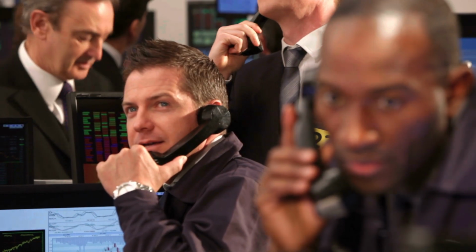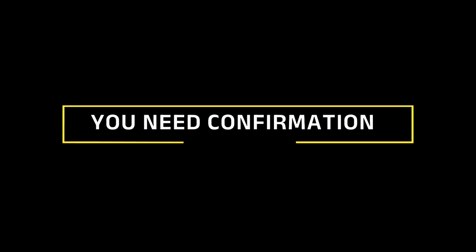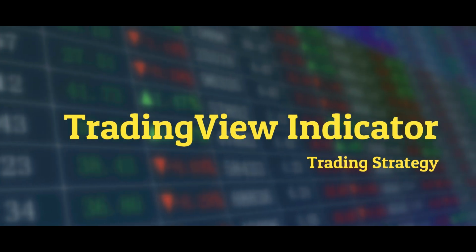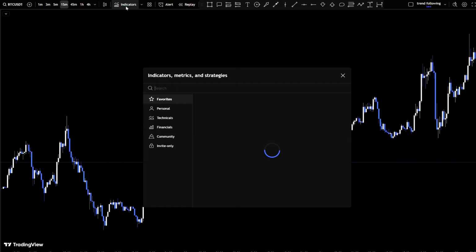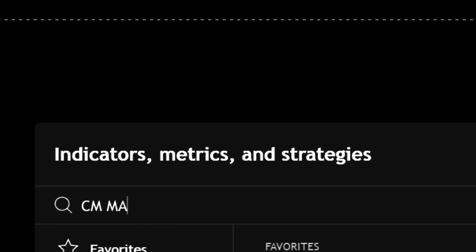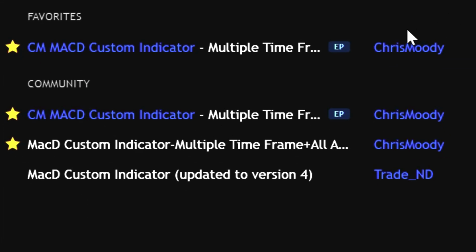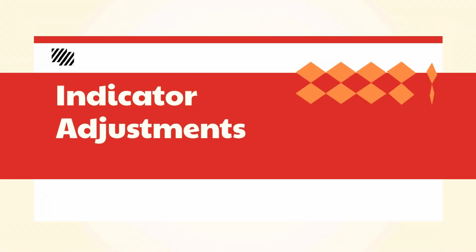But look, to trade like a pro, you always need confirmation, especially when you're relying on indicators. My secret weapon for this TradingView indicator strategy is the CM MACD indicator. So head back to the indicators button on TradingView, and this time search for CM MACD custom indicator and add it to your chart. This combo creates one of the best indicator TradingView setups. The whole point of using CM MACD is to get a read on higher time frame momentum. We want to make sure we're trading with the market's main flow. So, some adjustments are definitely needed for this TradingView best indicators pairing.